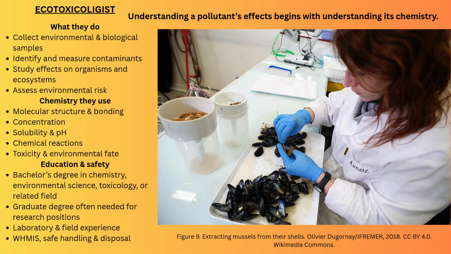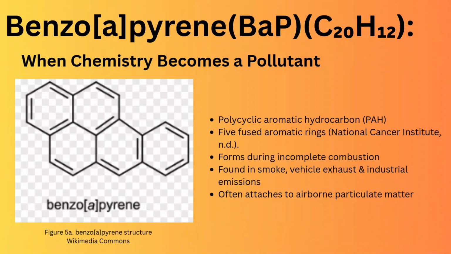This circles back to the main idea. Knowing a molecule's structure and properties can help us predict not only how it reacts in a laboratory, but what might happen when that same chemistry enters an ecosystem. This brings us to benzo[a]pyrene, or BaP, where a lot of the chemistry we've already looked at starts to come together. BaP is a polycyclic aromatic hydrocarbon with the formula C20H12.